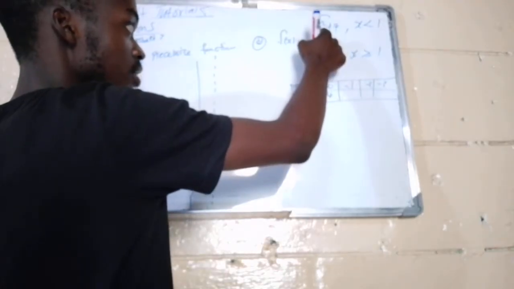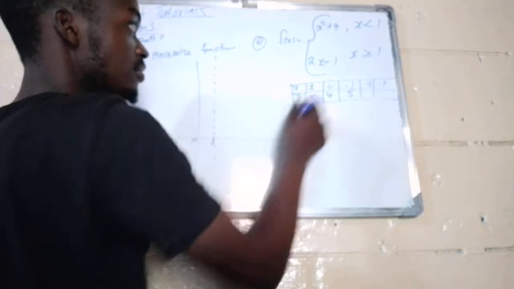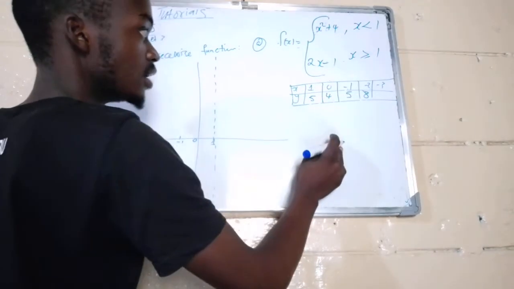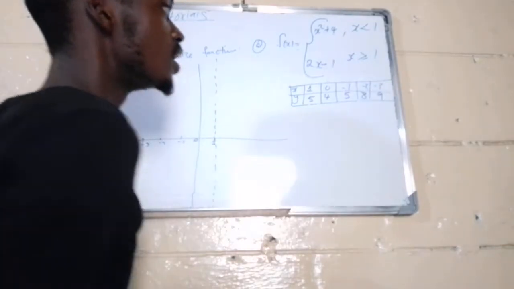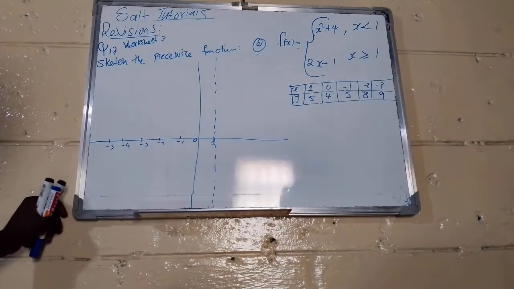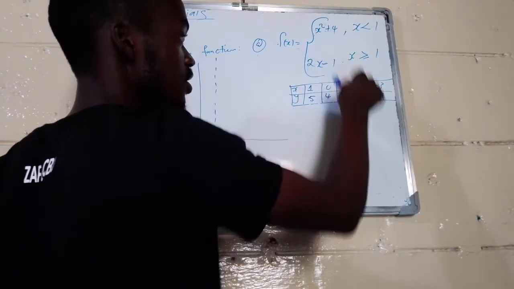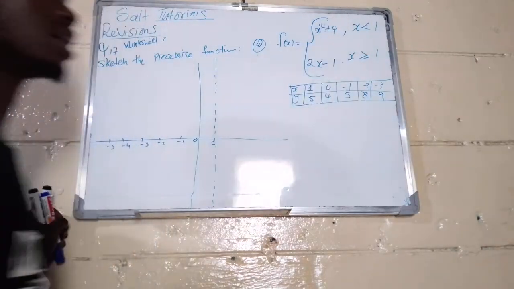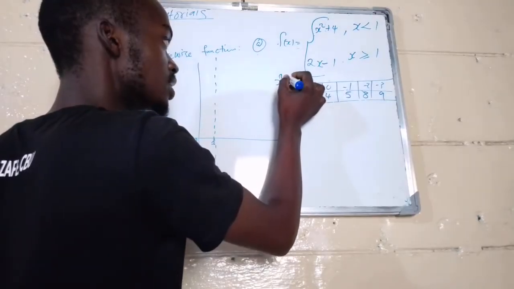Negative 1 here to be what? 1 plus 4, which is 5. Negative 2 in here to be 4 plus 4, which is 8. Negative 3 in here to be 9 plus 4, which is 13. You are just replacing the values of x. This box is for x squared plus 4.